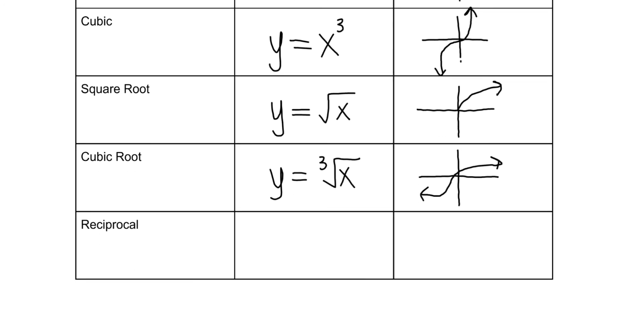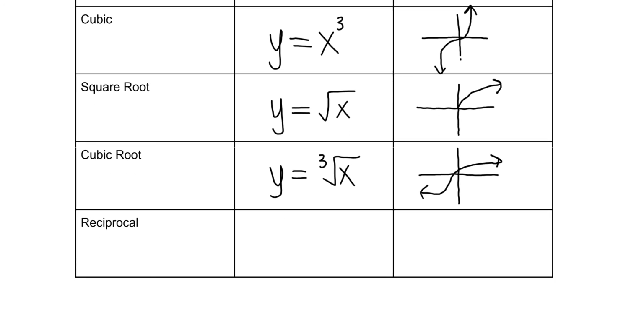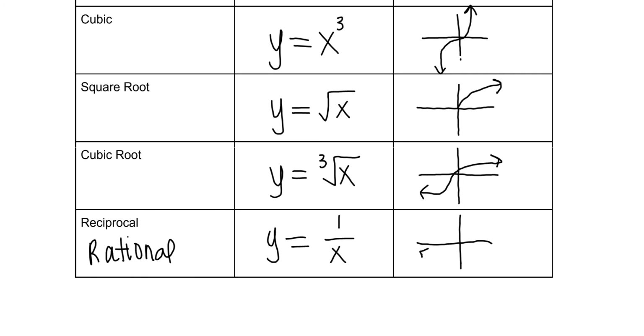And then our last graph is the reciprocal function, also referred to as our rational function. That's where our variable is in the denominator, and its general equation is y equals 1 over x. And its graph actually has two parts.